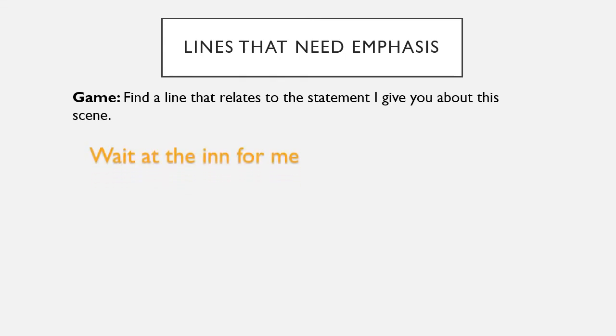So here is your first one. So the new English of it would be: wait at the inn for me. So there is a line in your script that means exactly the same thing that I have just said. I want you to find that line. Pause the video here and see if you can find it.